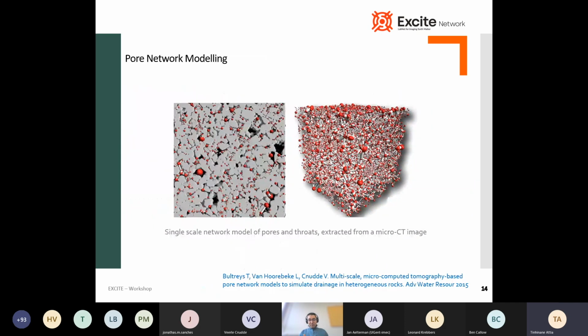So far, we talked about the whole CT scanning and the dynamic scanning. It not only helps us to directly see the processes at very small scales, but it can also be used to extract and model pores and throats and set up pore network models. So for instance, here you can see on the right-hand side such a pore network model in which the pores are represented by red spheres and are connected through channels, which is extracted from the CT data on the left-hand side.